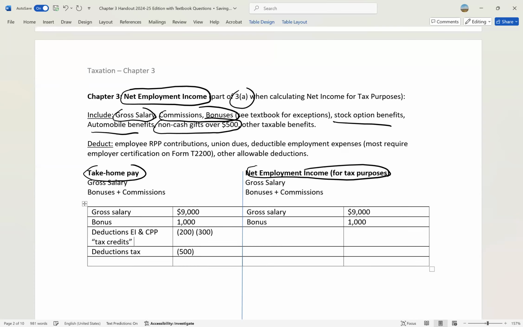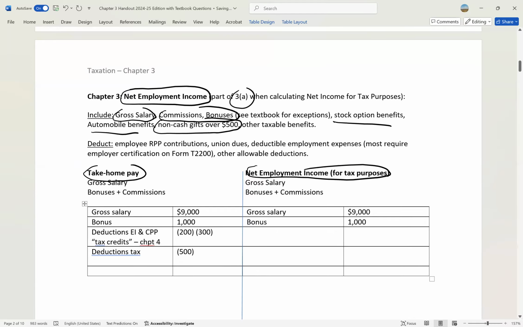So we're going to see that in chapter 4. It doesn't reduce your net employment income, but they become what we call tax credits. So you will get credit for them, but they don't reduce specifically your net employment income. The deductions that you get for tax basically just reduce your payable amount. So remember we said you figure out your federal tax payable, including your provincial tax payable, minus your tax credits, and then you minus all the taxes that have already been withheld by your employer. So that's where the $500 would come in.